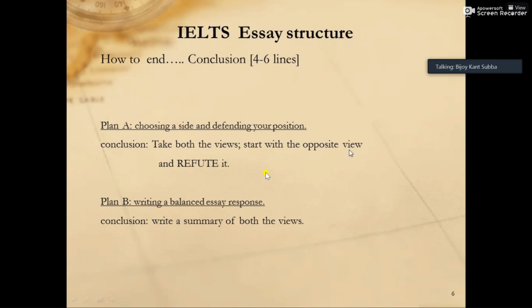Now you start with the opposite view. So if you think nuclear technology is beneficial, you start with the opposite view. But you do not, I repeat, you do not criticize the opposite view. You always refute it. Check the word. The word is refute.